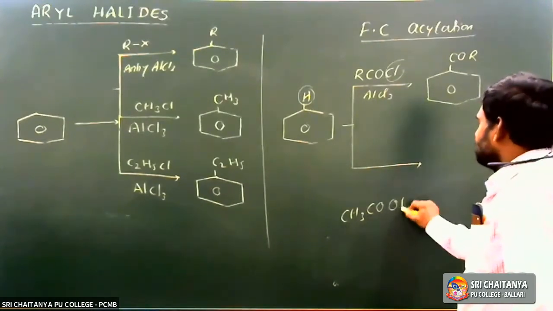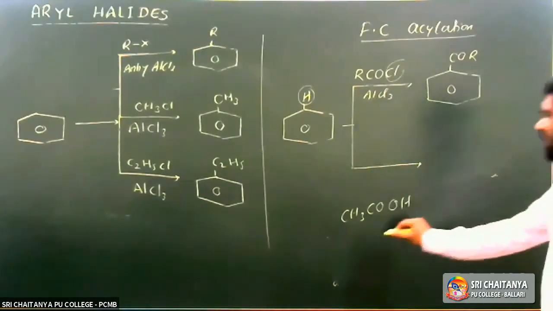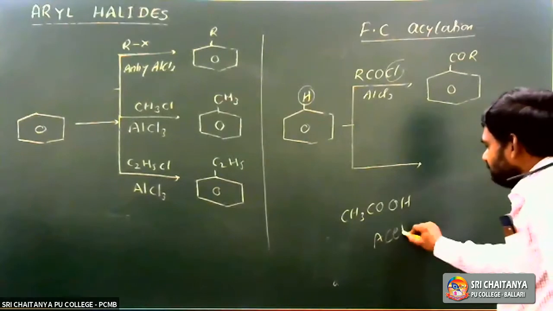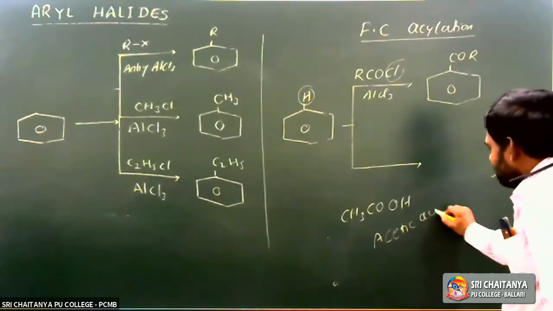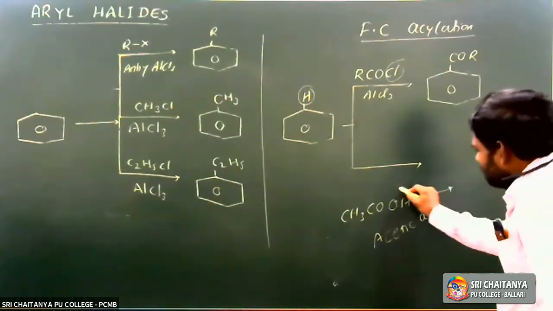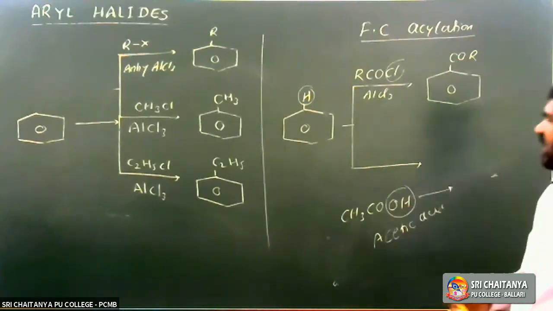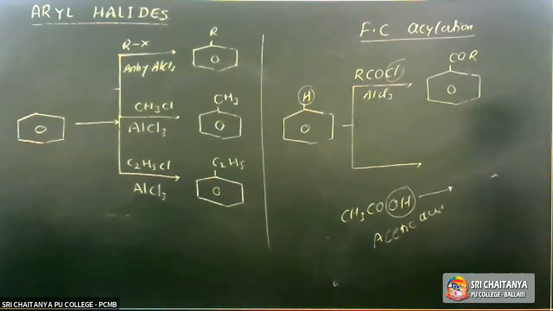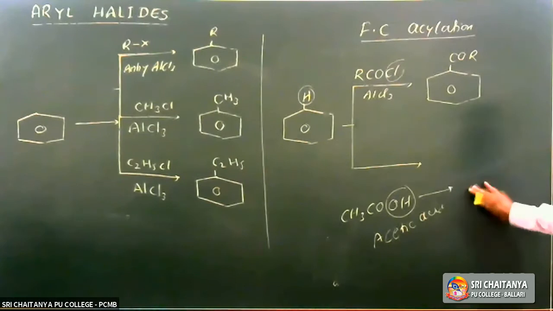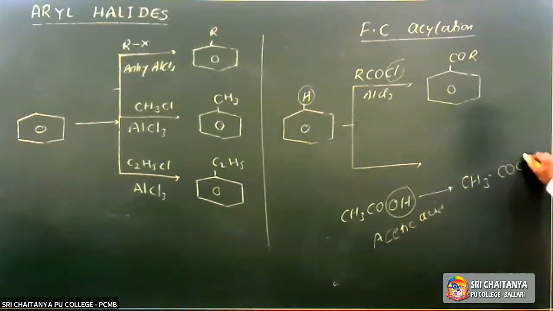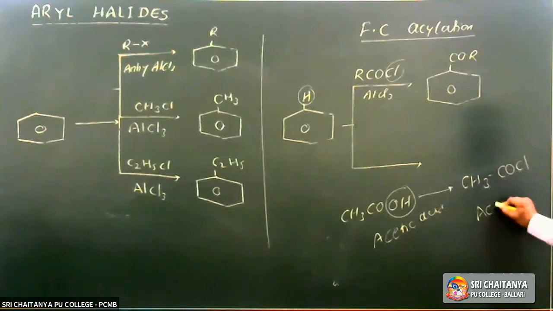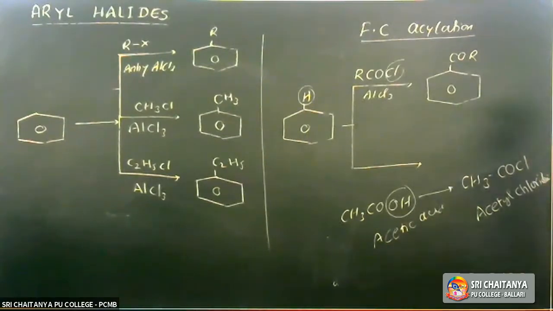CH3COOH is acetic acid. In acetic acid, this OH is replaced by Cl, giving CH3COCl. It is called acetyl chloride. So it is the common name.